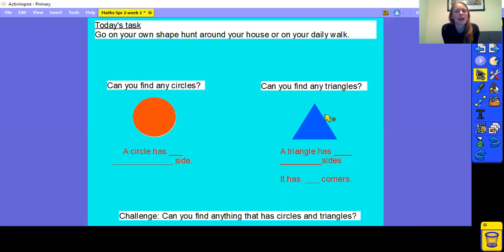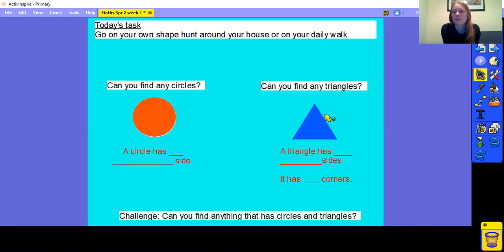Now, if you can do that and you find that really easy, I have a challenge for you. Can you find something that has circles and triangles, like I did with the traffic sign? Maybe you can find something too.